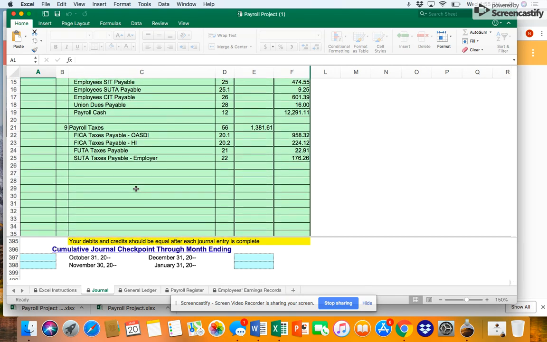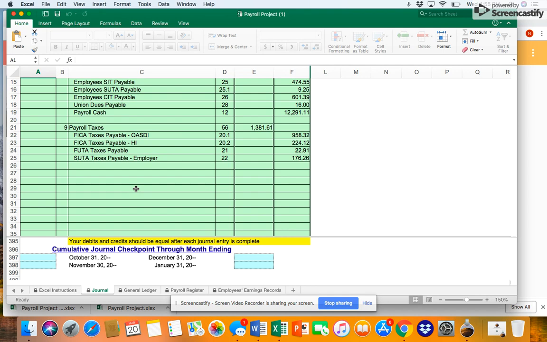The last entry for this pay period is to record payroll taxes. This entry will record the amounts that the employer is responsible for. Refer to Figure 7.3. For FICA, you're told that the employer rate for OASDI is 0.0620 and for HI is 0.0145. Multiply these rates by the total of the respective taxable earnings columns in the payroll register. The total for both columns was $15,456.77. The employer portion of OASDI is $958.32, and for HI is $224.12.